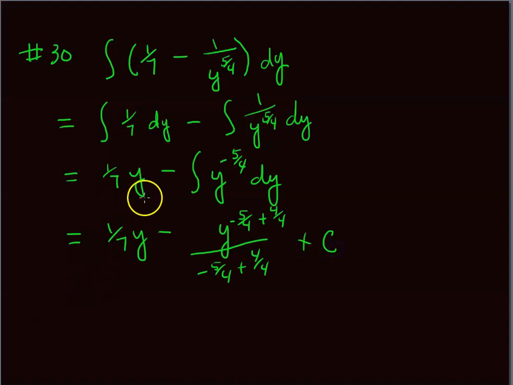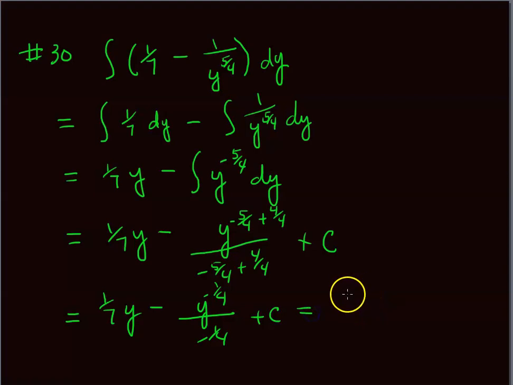Now, you might say, don't we have a different c for the first one and the second one? We can put the constants together, whatever numbers they are, add them up, and just make it one constant here. So, it's the 1/7 y. Now, let's take care of all these things. Negative 5/4 plus 4/4 is really negative 1/4, and you can write it that way for right now, plus some constant c.